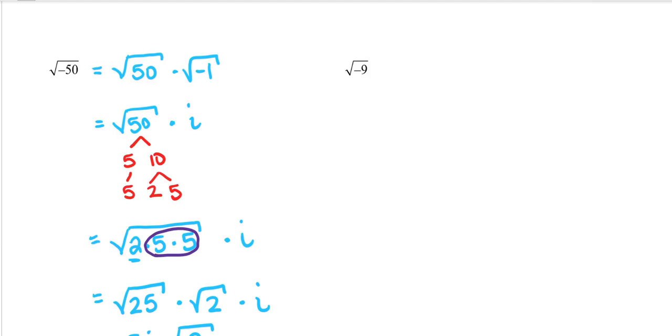Last example there, we have the square root of negative 9. Well, we can factor that into the square root of 9 times the square root of negative 1. And then 9 is a perfect square. 3 times 3 is 9, so the square root of 9 is 3. So we have 3 times the imaginary unit i. So 3 times i, we can just write that as 3i.